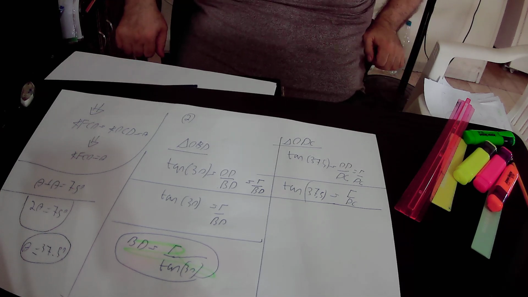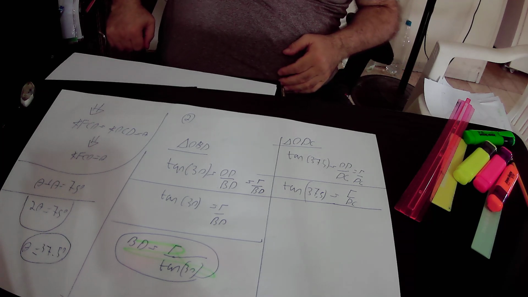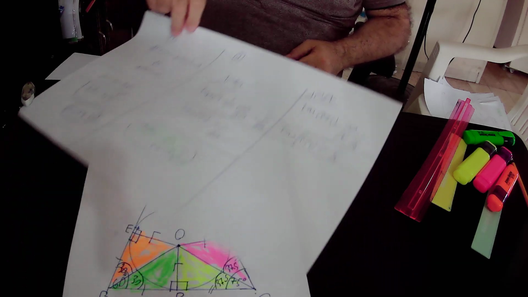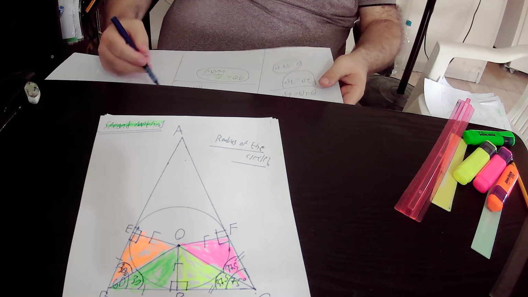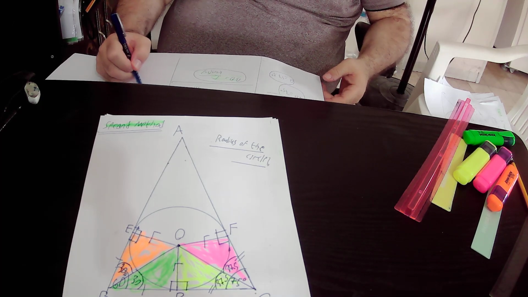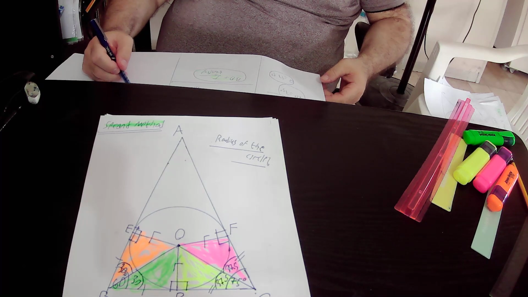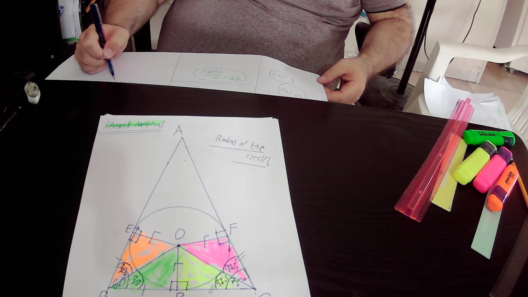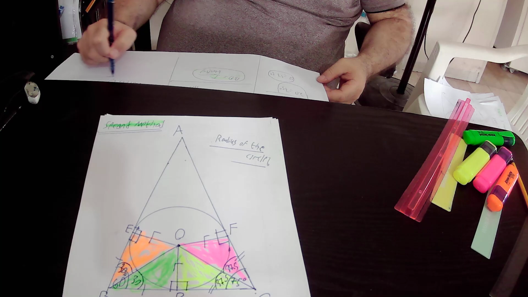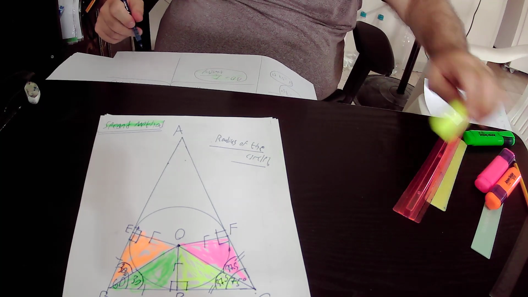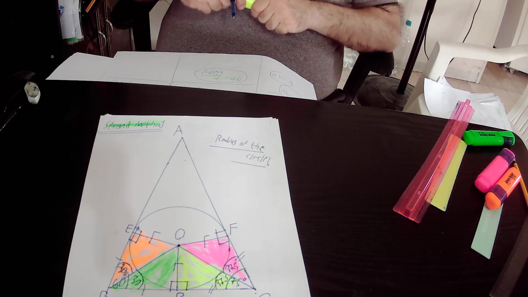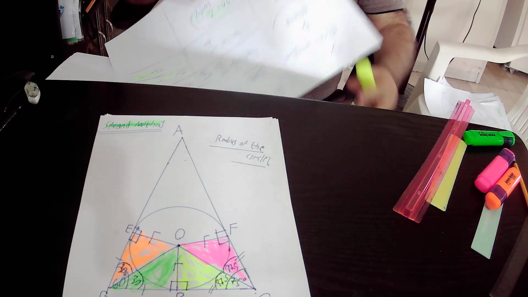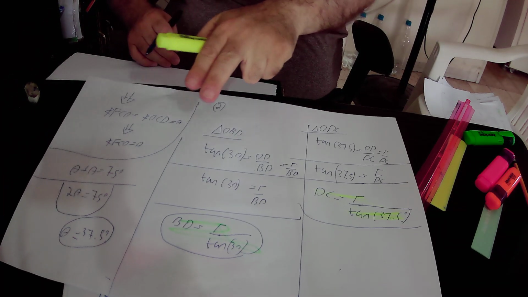Here we will multiply this equation by DC and then divide it by tangent 37.5 degrees, and we'll get that the value of DC is equal to R over tangent 37.5 degrees. So here we found out the values of BD and DC.